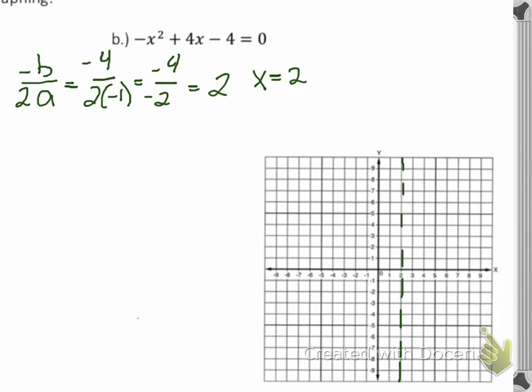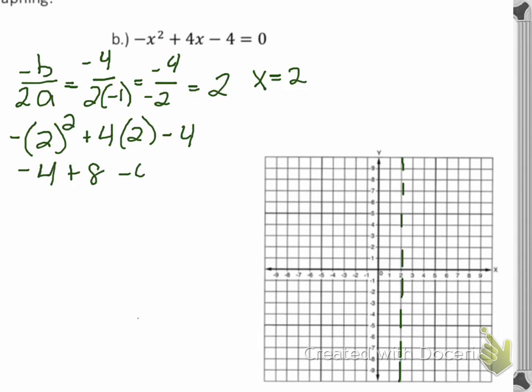So now I'll put negative. Now I'm plugging in 2 squared plus 4 times 2 minus 4. So this is negative 4 plus 8 minus 4. So let's see, negative 4 plus 8, that's 4, minus 4. Oh, I get out 0. So when I plugged in 2, I got out 0, and so there's my vertex.